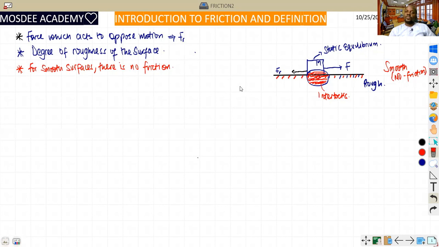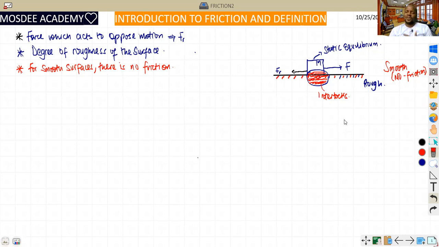Now, this is just the introduction part of our friction, and what I have said so far in this lesson is that friction is the force that tends to act against motion, or opposes motion or the direction of force. So it acts in the opposite direction, as you can see. Force is applied in this direction, and frictional force tends to appear in the other direction. So the force that tends to oppose motion is called friction, and it is due to the degree of roughness between the surface and the ground. And I said, for smooth surfaces, there is no friction.